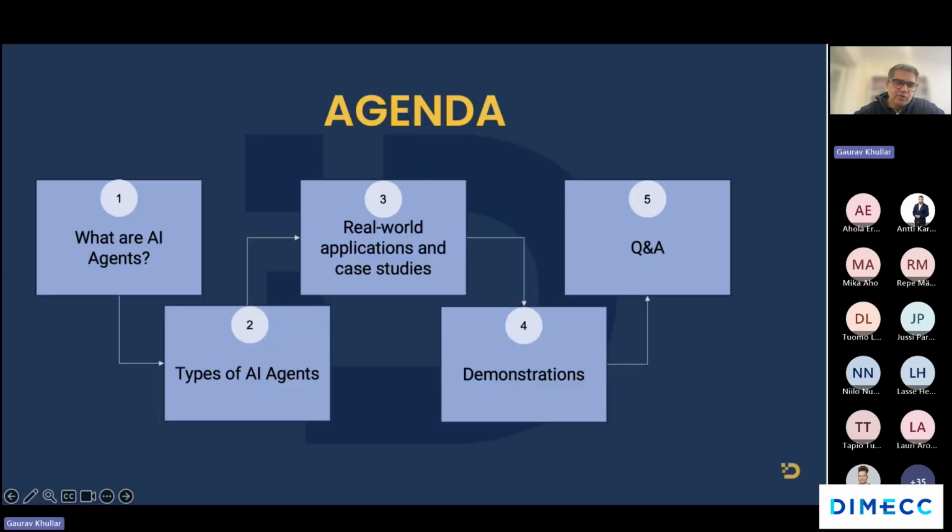The agenda I'm going to follow: the first part is clarifying what AI agents are, what different types of agents there are, to give you foundational knowledge and explanation about what they really are, how they work, and where they can be applied. Then we'll go into some real world applications and case studies. So what have been the leading use cases, or which companies have been able to build products or services on top of AI agents. And lastly, we'll go into the demonstrations and the QA part.